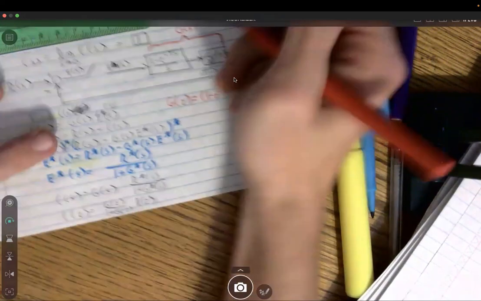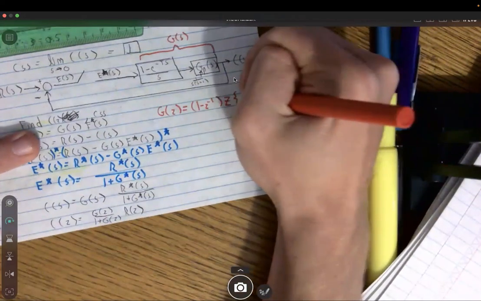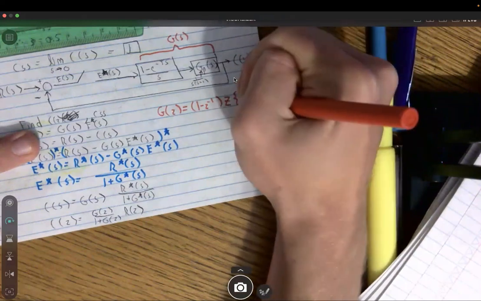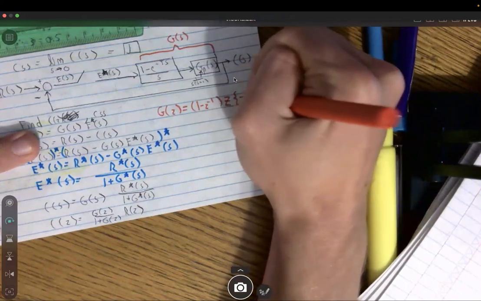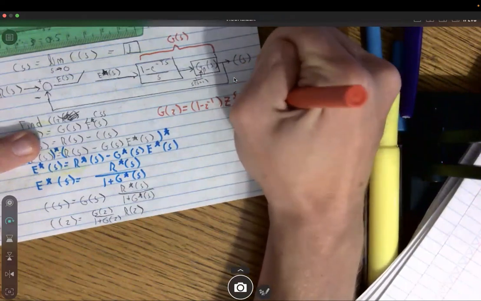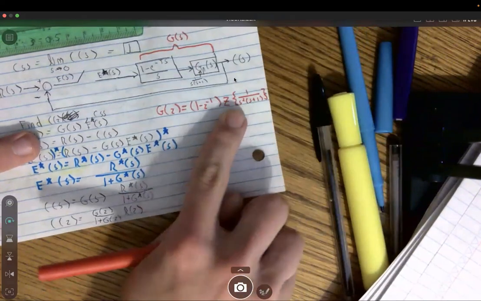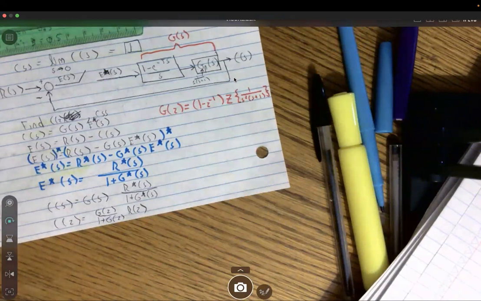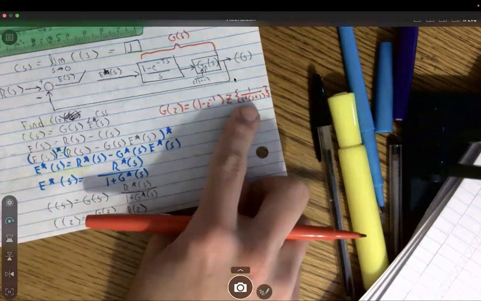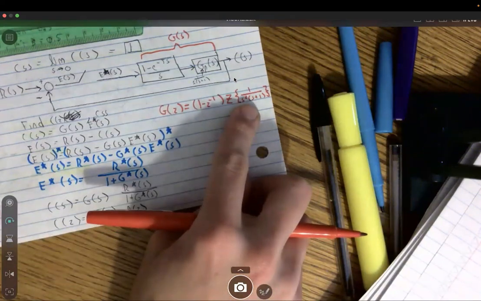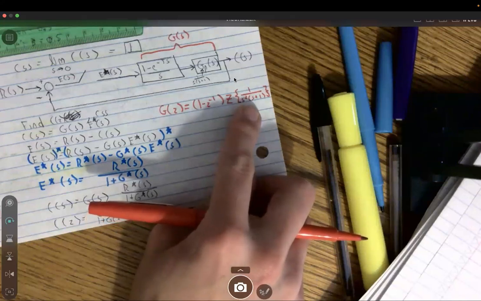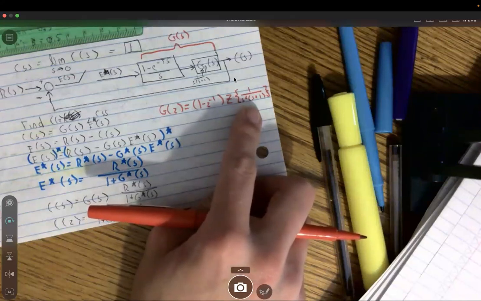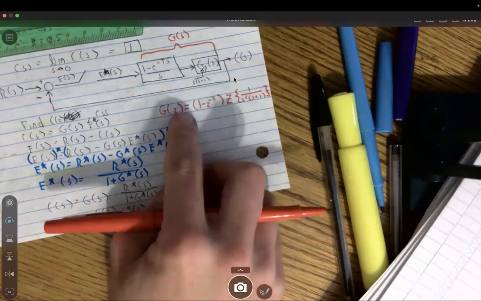So here, taking the Z transform of that, you're going to get 1 all over S squared times (S plus 1), because from your zero order hold you have a 1 over S contribution. So now we have to do the residue method on this one. You would apply the residue method, and then you plug in your G of Z.